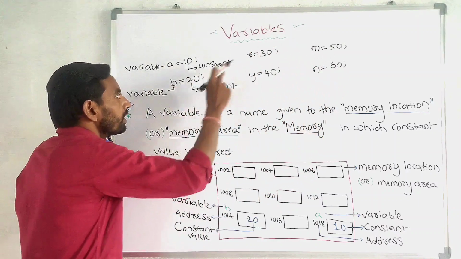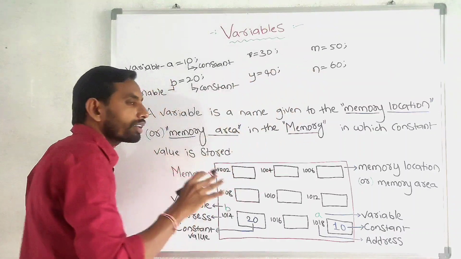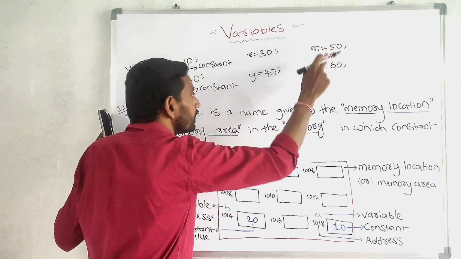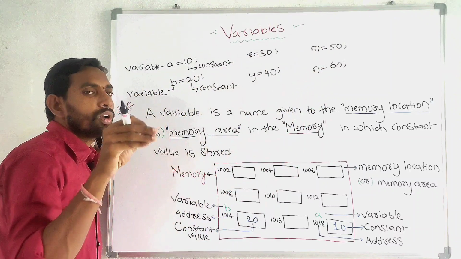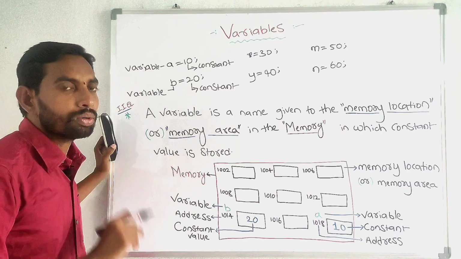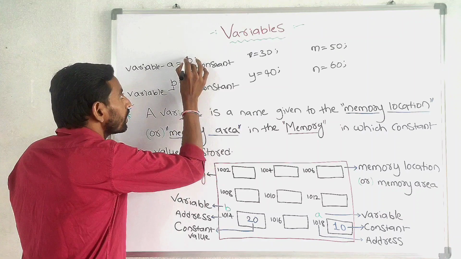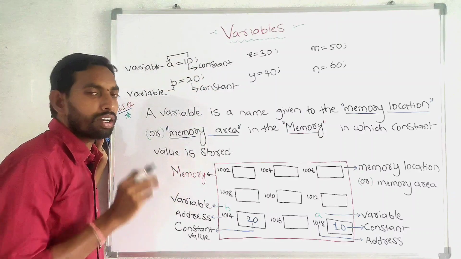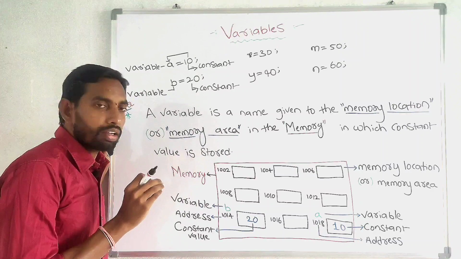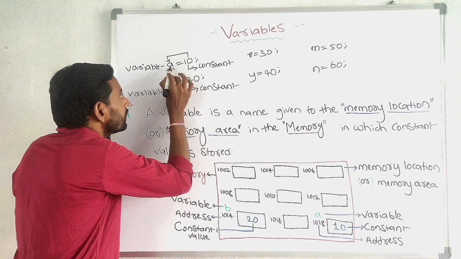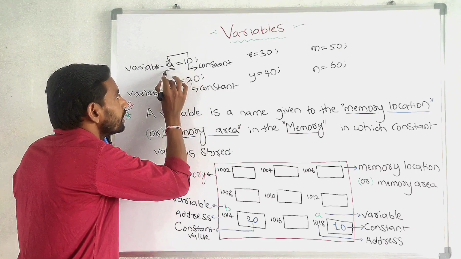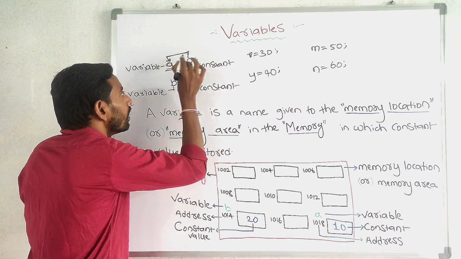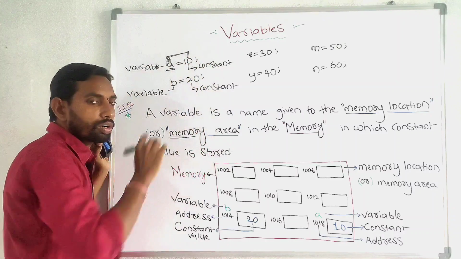So A, B, X, Y, M, N are the names of variables. 10, 20, 30, 40, 50, 60 are the constant values or fixed values. These constant values are stored inside the variable A. According to the definition, a variable is a name. A is a variable name. A variable is a name in which a constant value or fixed value is stored.